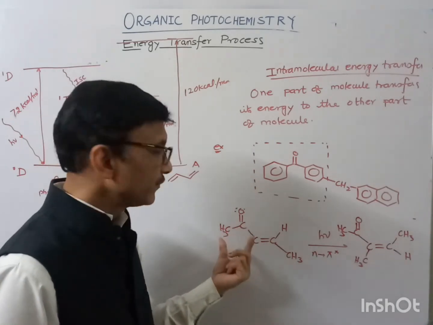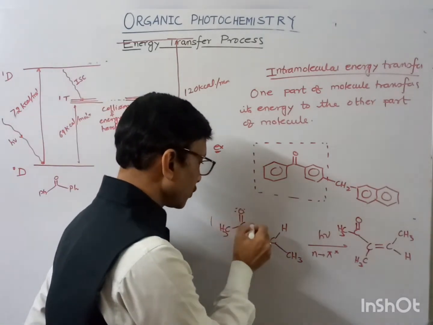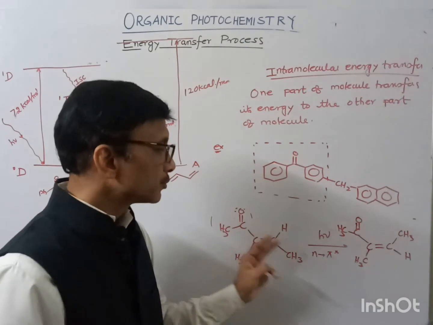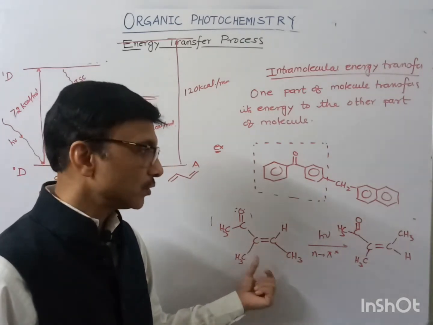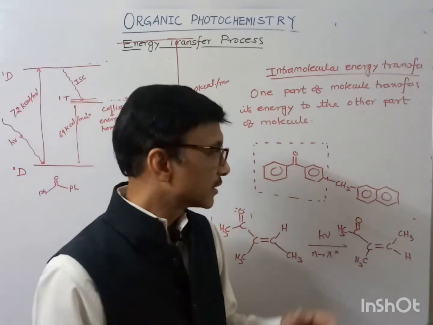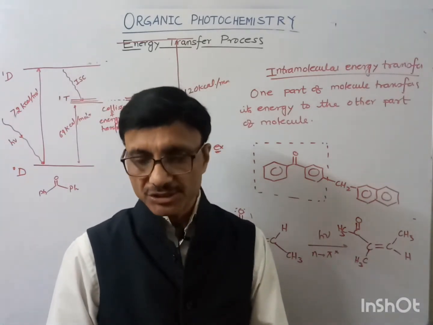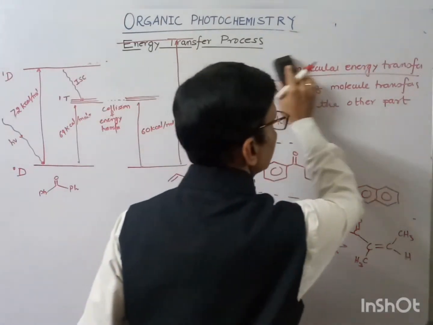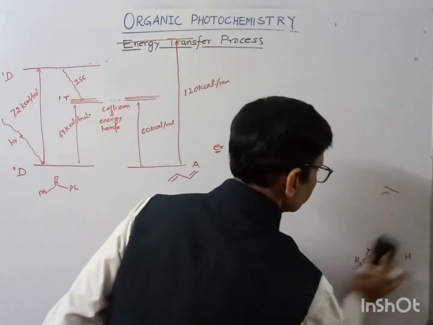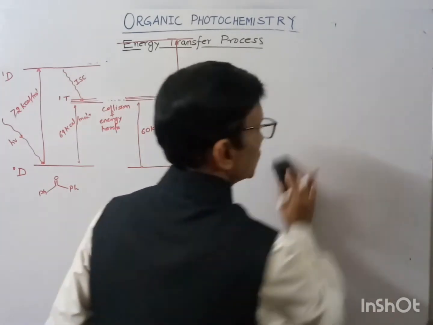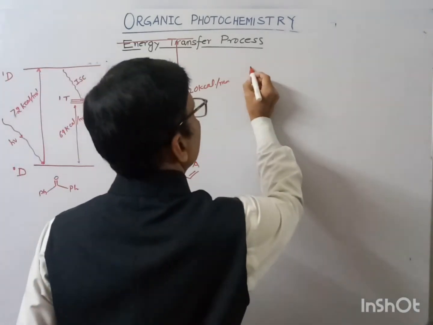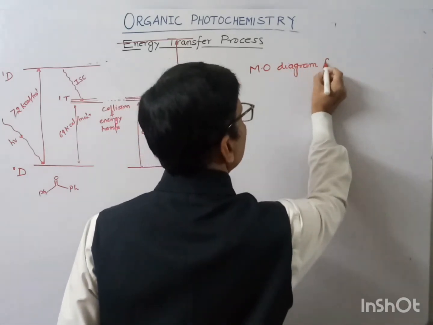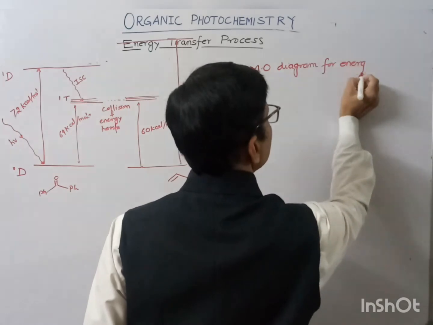Here the light is absorbed by this part of the molecule, and it will transfer its energy, and after transferring the energy, the isomerization reaction will take place in this alkene molecule. So this is another example of intramolecular energy transfer. Now this energy transfer can also be shown by the molecular orbital diagram for the energy transfer process.